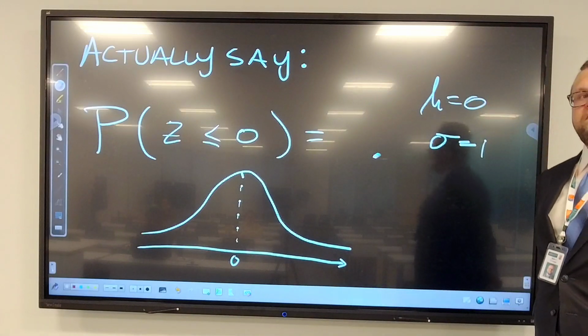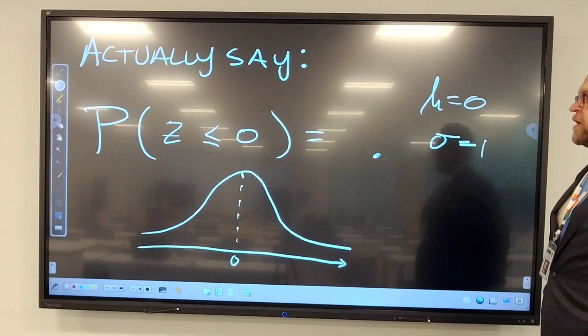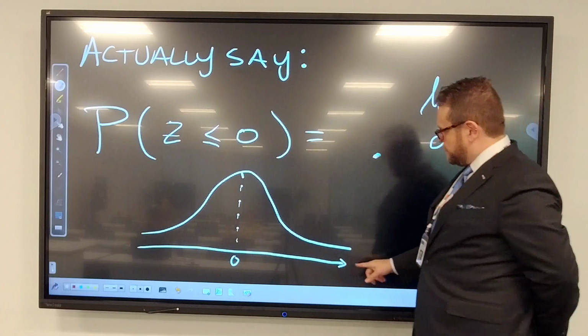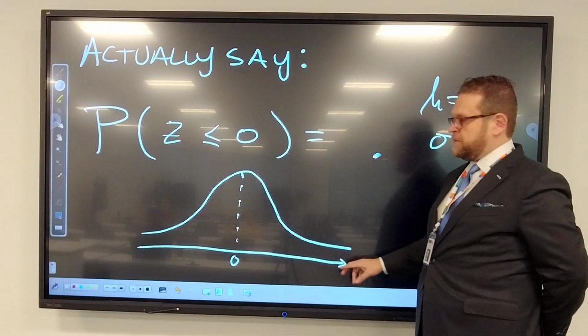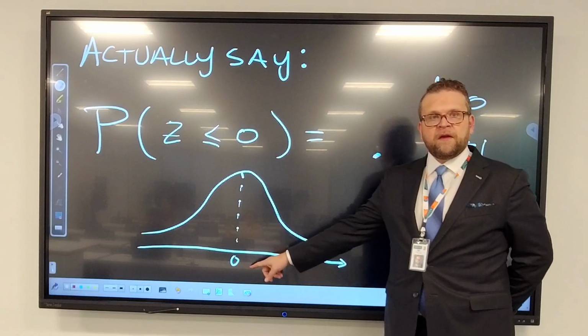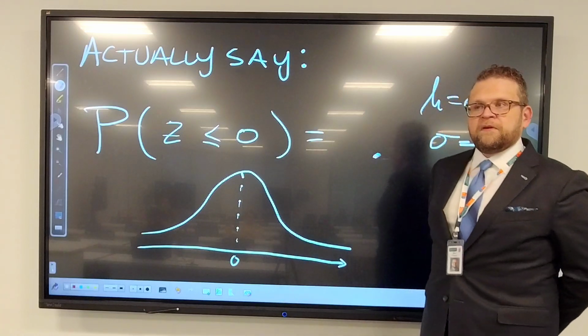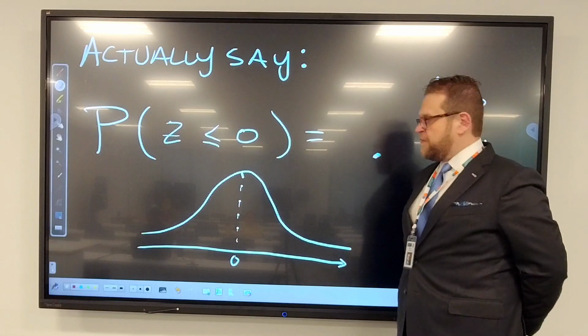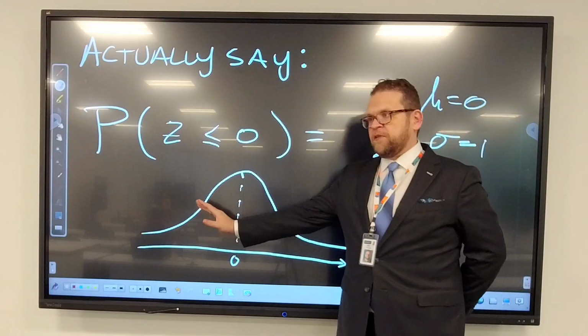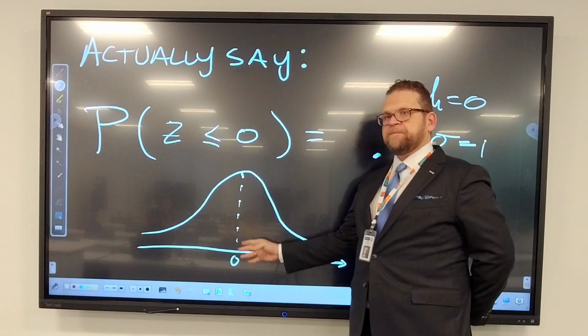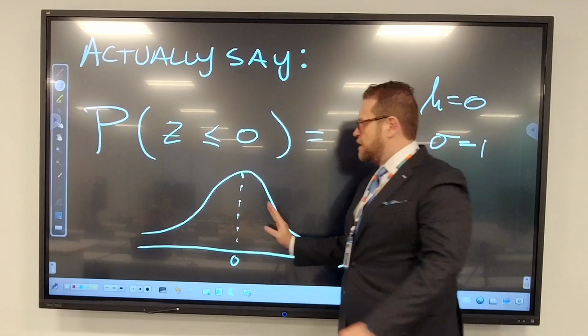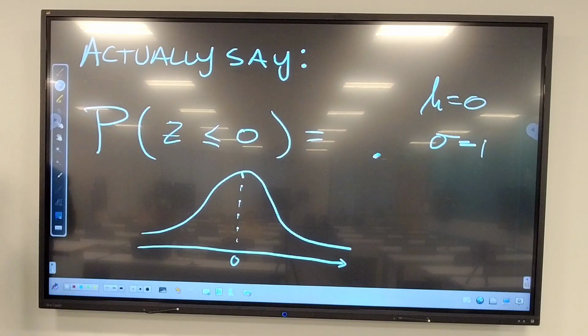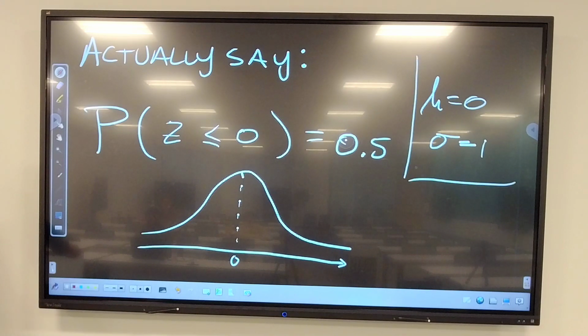None of the area is. There's no area. Here's 0. Here's the z-axis, right? There's 0. Tell me. I would think 50%. 50%. You have half of the area to the left of this line. Yeah. So we would get 0.5. Can I get clarification before we go too far?